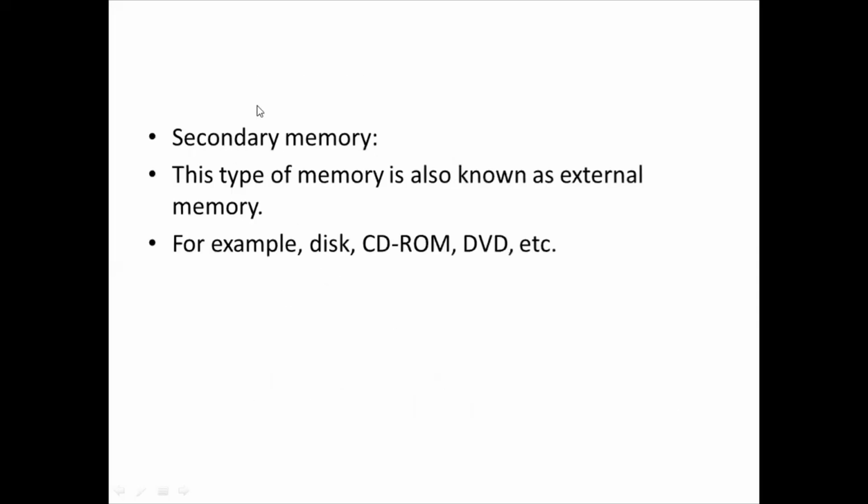Then we have secondary memory. This type of memory is also known as external memory. Examples: disk, CD-ROM, DVD, etc. So these are external devices which can be connected to the computer. That is the secondary memory. We can store data here as well.